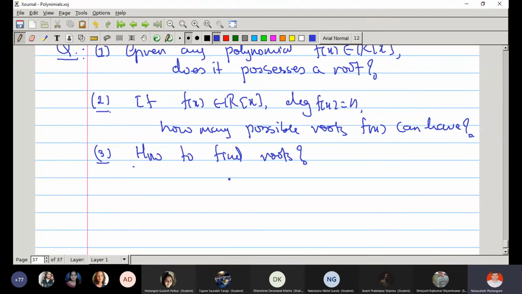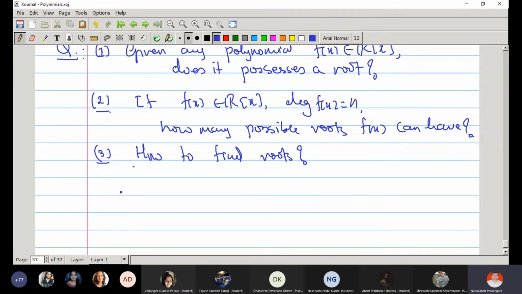If you have a quadratic polynomial, then you know the formula. If you have a cubic polynomial, then again there is a formula. If you have a degree 4 polynomial, then again there is a method to find roots. Degree 5 polynomial, again some methods are developed. What about degree 6? What about degree 7? What about degree 8 and so on? How to find roots? Is there any method to solve the polynomials? This could be a question.